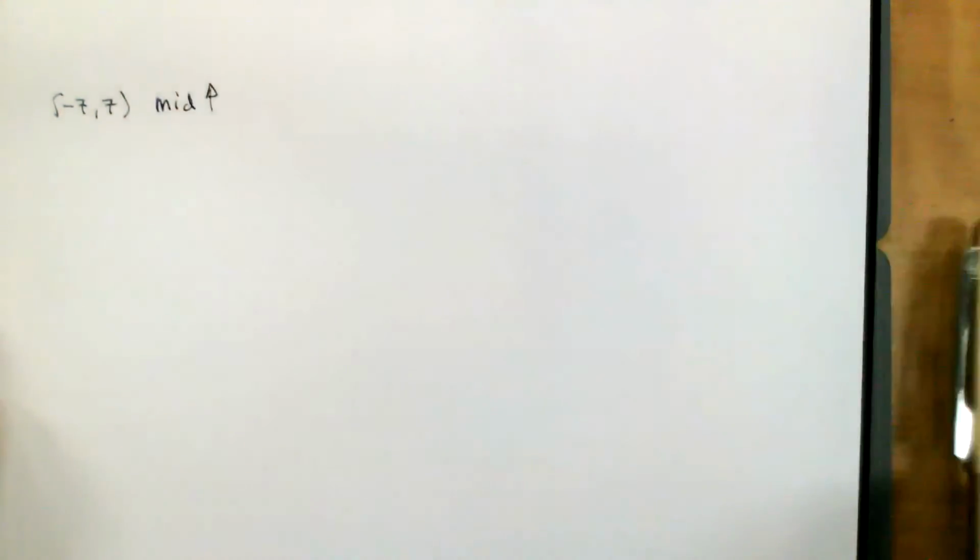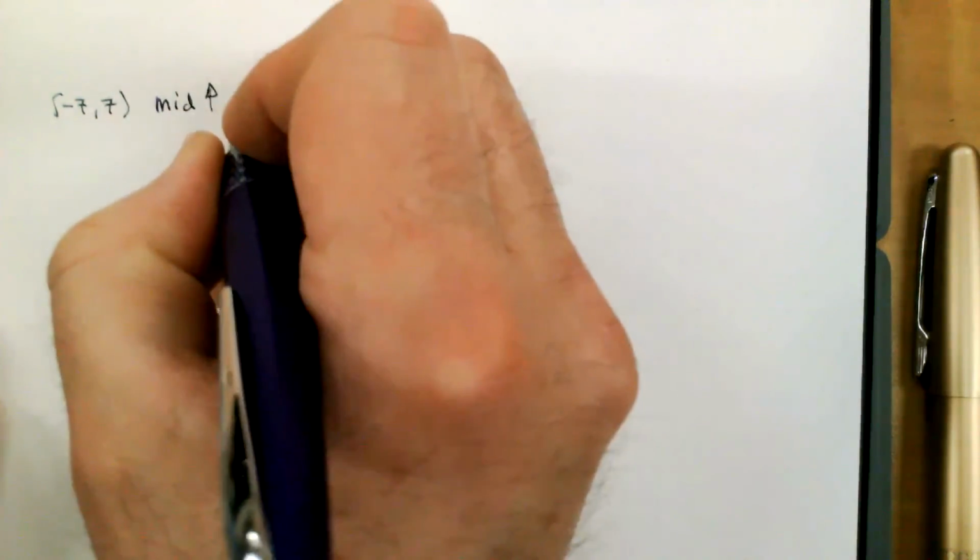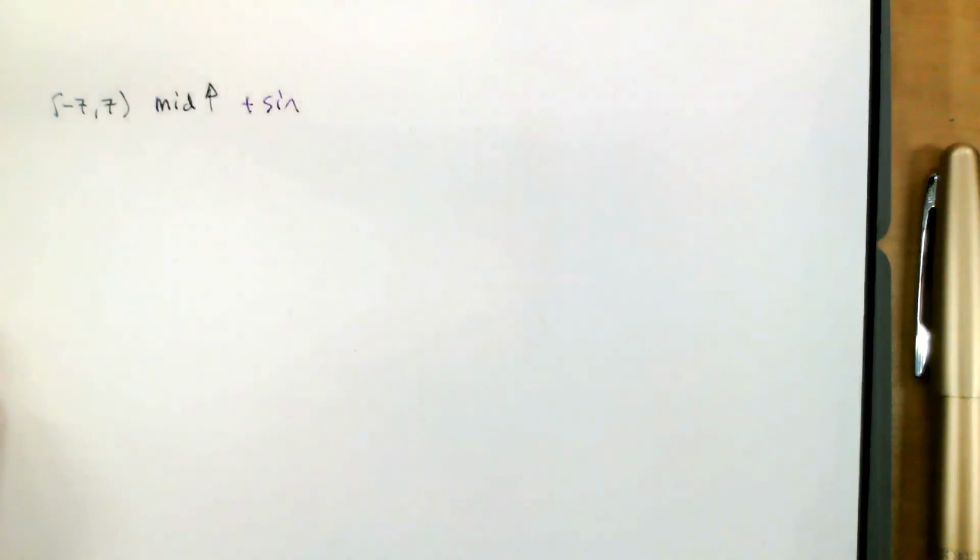So if we choose (-7, 7), that is going to be a positive sine. So it's the middle going up. So that means we have positive sine, and C is -7.